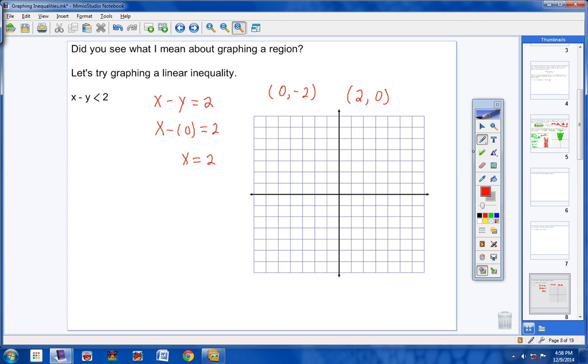Okay? So really, to draw a line, all that you need is 2 points. And we have our 2 points. So 0, negative 2, and 2, 0. Okay? Let's go ahead and draw our dotted line here.